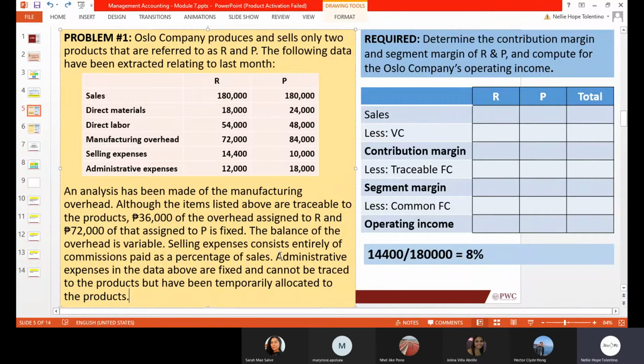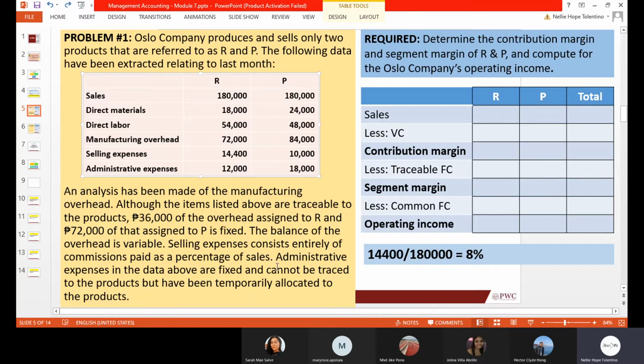Now, administrative expenses. Okay, we know this one is variable. Direct labor, we also know is variable. Manufacturing overhead, we already have a breakdown. We'll compute later how much of it is variable. Selling expenses are variable because they are a percentage of sales. If a cost is based on something, it's definitely a variable cost.